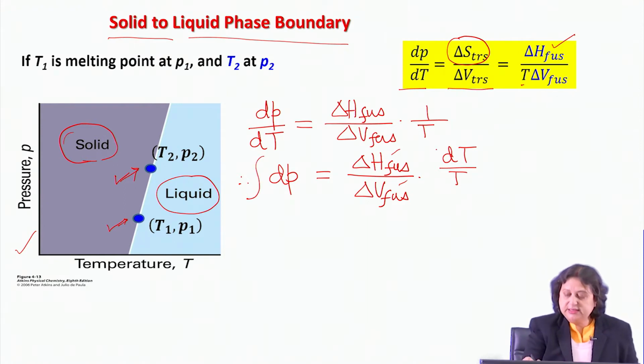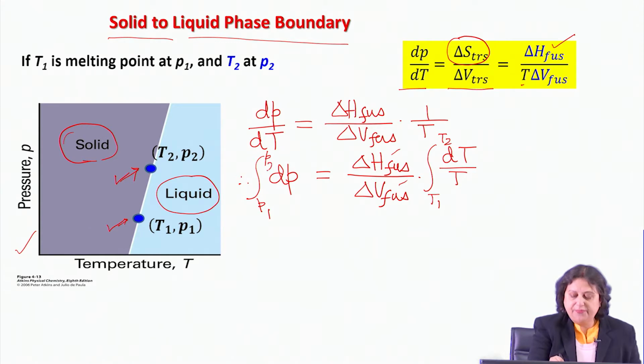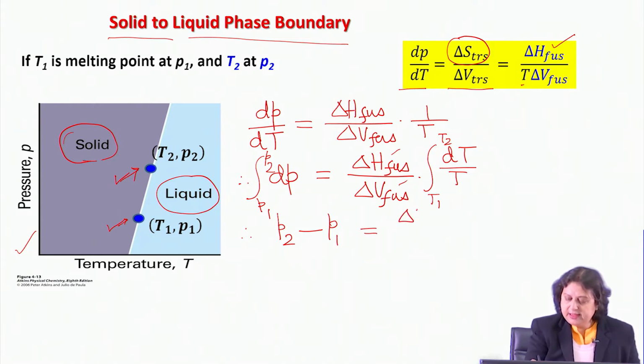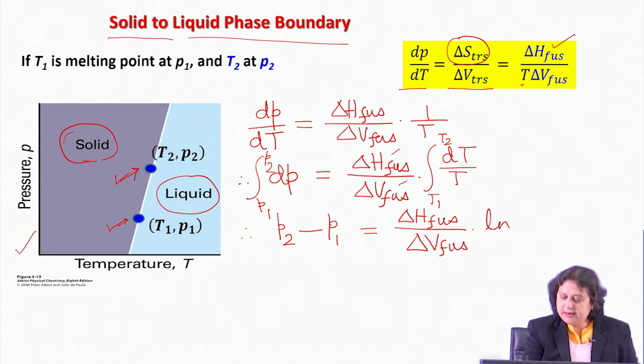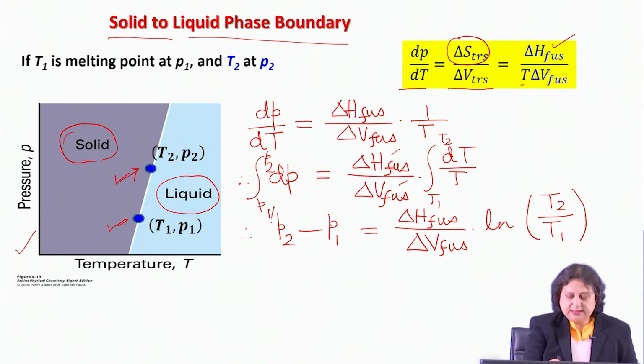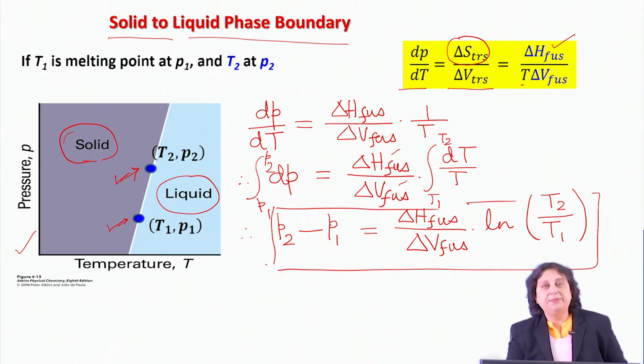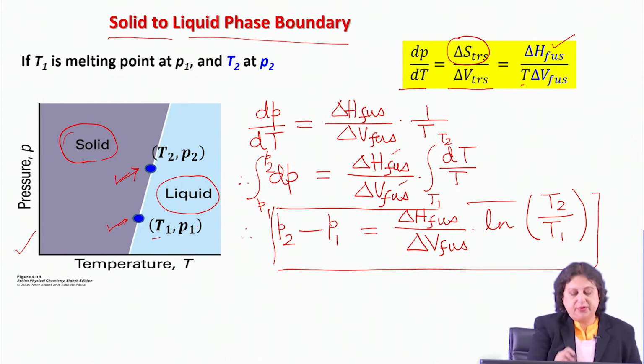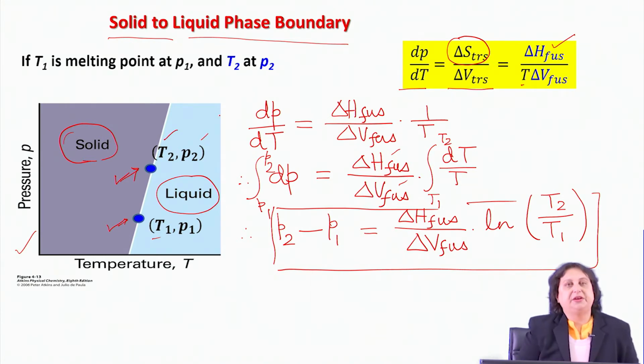In this case, I will do this integration, and temperature will vary from T1 to T2 and pressure accordingly will vary from P1 to P2. Therefore, I can write P2 minus P1 equal to delta H fusion divided by delta V fusion into ln T2 by T1. This is the result that we have obtained by the extension of the Clapeyron equation to the solid to liquid phase boundary, when I am changing the melting point from T1 at the pressure P1 to T2 at the pressure P2.